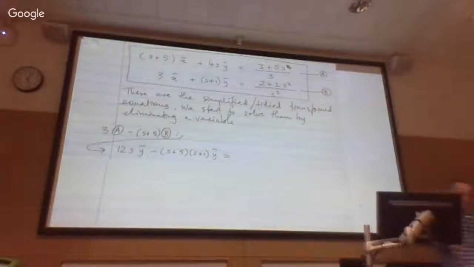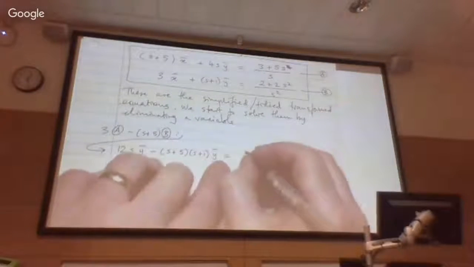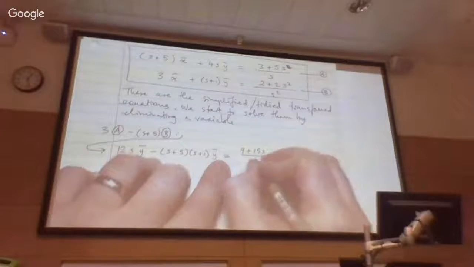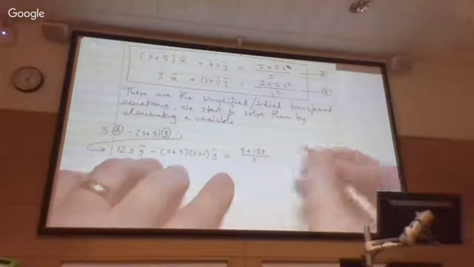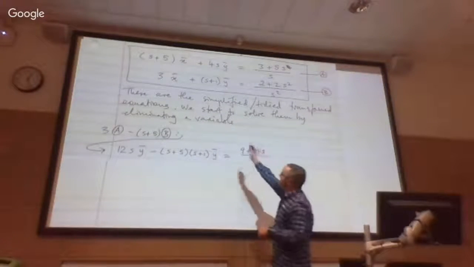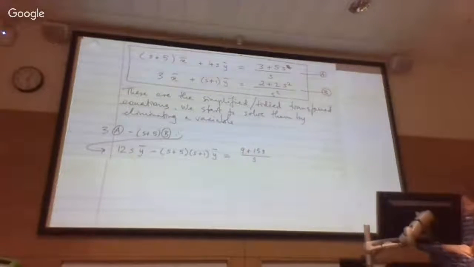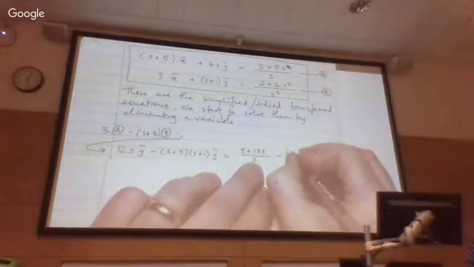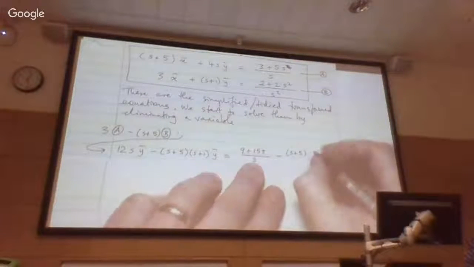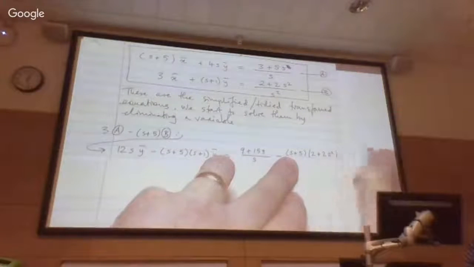Then looking at the right-hand side of 3a, so 3 times all of that, it's not too bad: 9 plus 15s over s. And then I have to subtract s plus 5 times that. Minus s plus 5 times all of this, which is 2s squared over s.